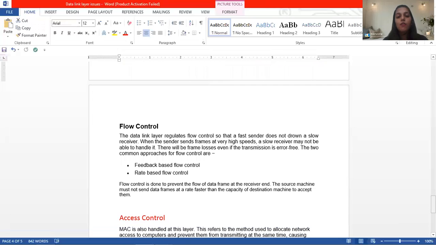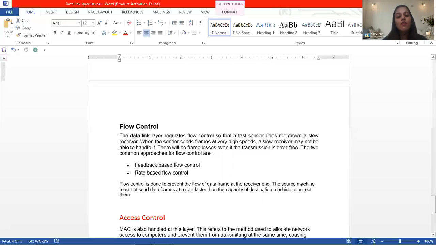The next is flow control. So the data link layer regulates the flow. Basically, flow control is all about the data flow and the capacity of the receiver: whether the receiver is capable of receiving the data which the sender transmits. When the sender sends frames at very high speed, a slow receiver may not be able to handle it. So there will be frame losses even if transmission is error free. The two common approaches for flow control are feedback-based flow control and rate-based flow control.